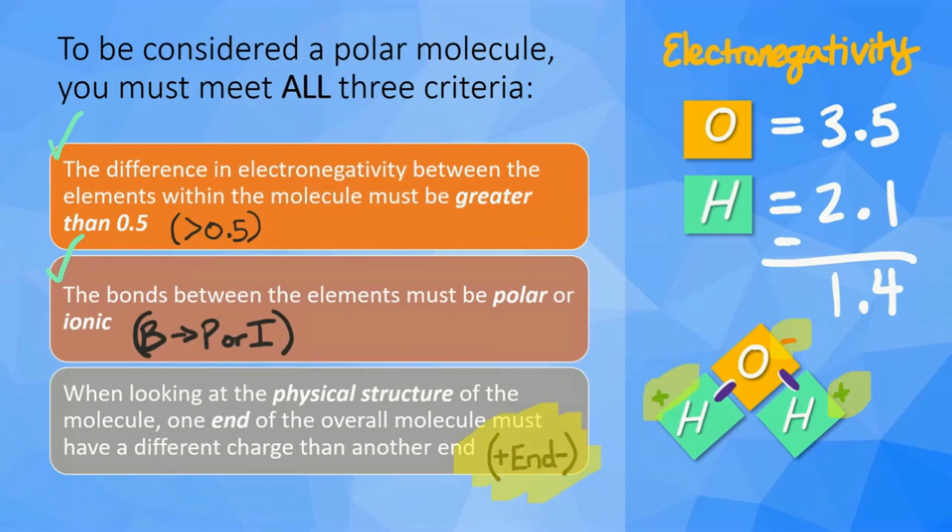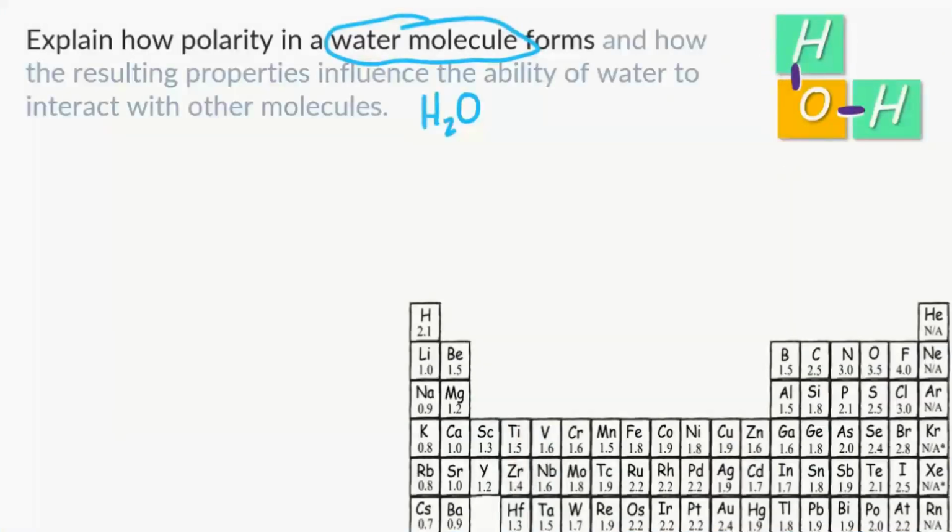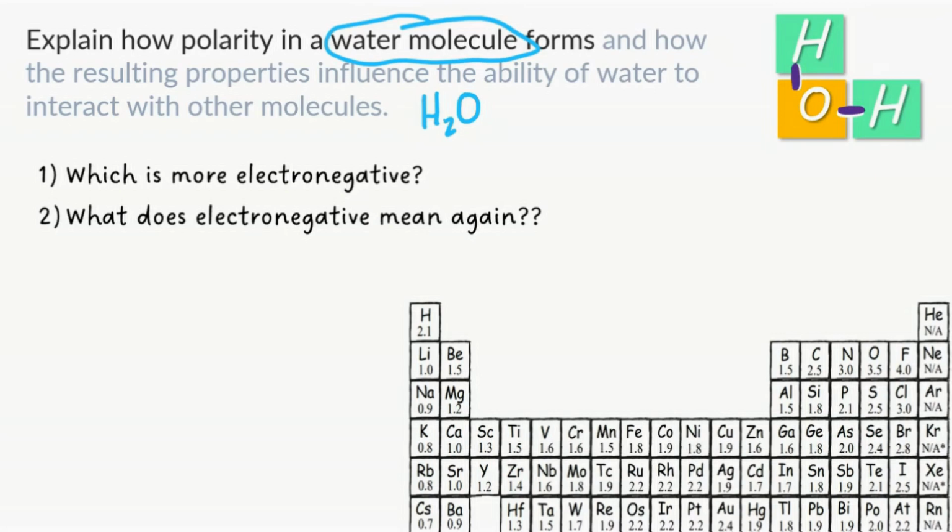Okay, now I already told you that the ends of a water molecule have different charges, but how could you have determined this on your own if you were asked? Let's look at that. To figure this out, we need to first address two key questions. Which element is more electronegative, hydrogen or oxygen? And what does electronegativity actually mean?